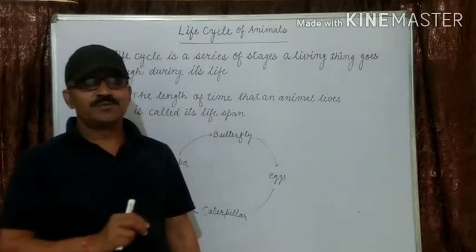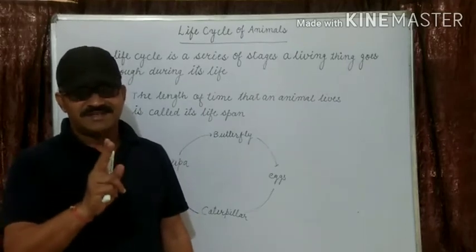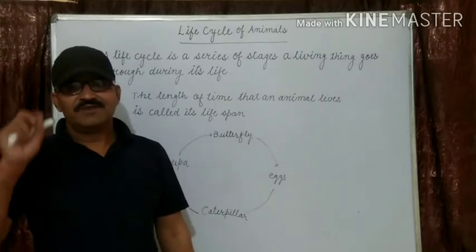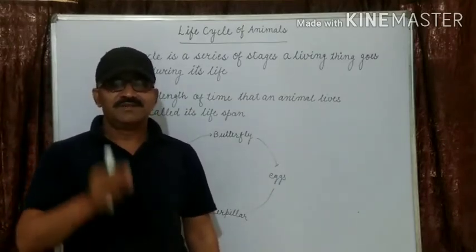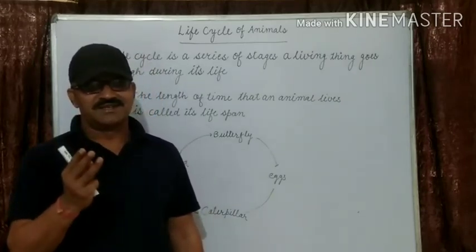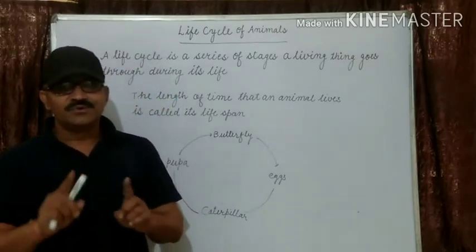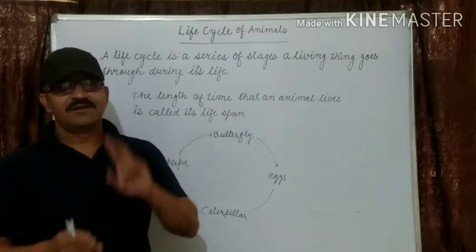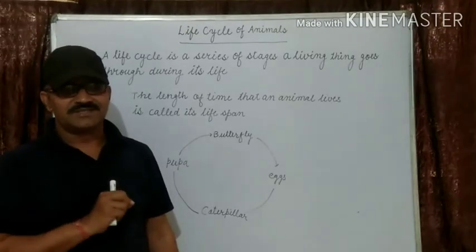Now, microscopic freshwater animals, what is the lifespan? Only 3 days. Giant tortoise, what is the lifespan? 170 years. And microscopic freshwater animals have the shortest lifespan, that is 3 days. You know very well that animals reproduce in the following ways. There are two ways. Number 1, by laying eggs, and second is by giving birth to their young ones.